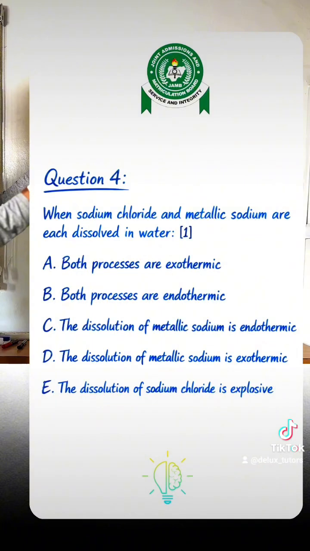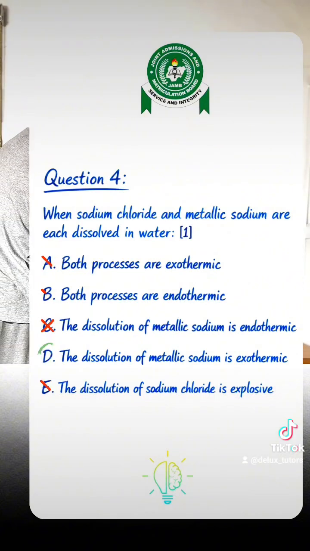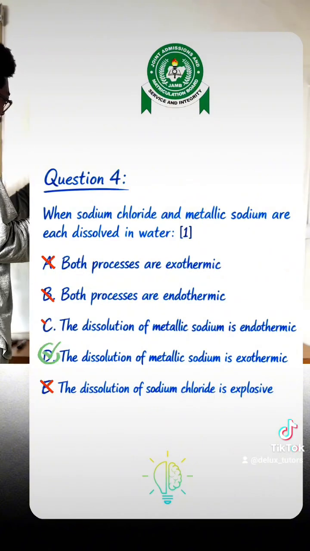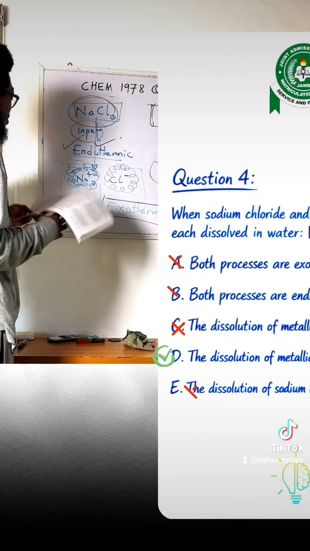So now let's look at the options. Option A, both processes are exothermic. We know that's not true. B, both processes are endothermic. That's not true. C, the dissolution of metallic sodium is endothermic. That's not true. D, the dissolution of metallic sodium is exothermic. That's true. The dissolution of sodium chloride is explosive. That's not true. But the solution of metallic sodium is actually explosive. So the correct option there is that the solution of metallic sodium is exothermic. Option D is correct for 1978 question 4.